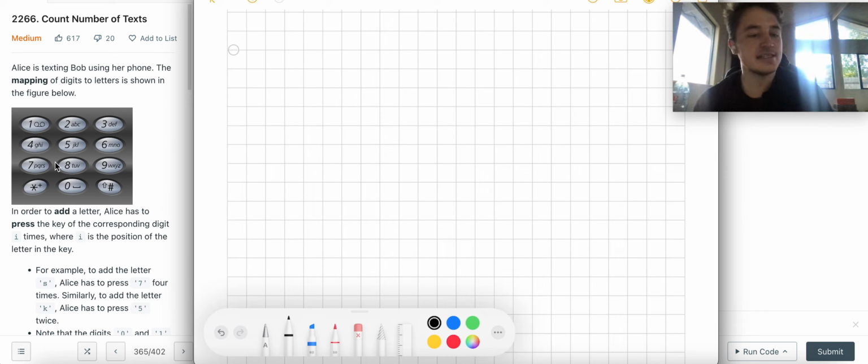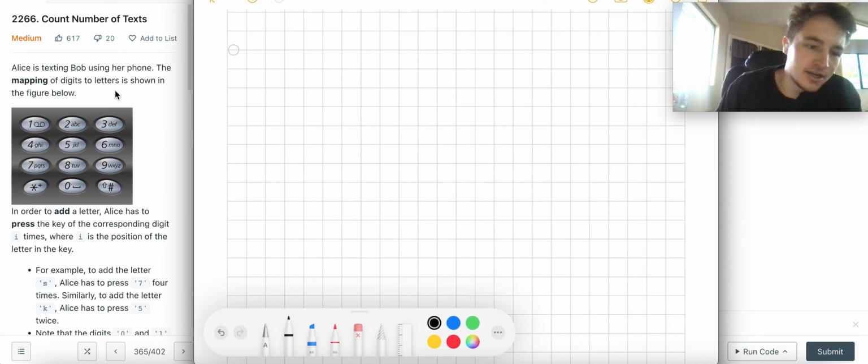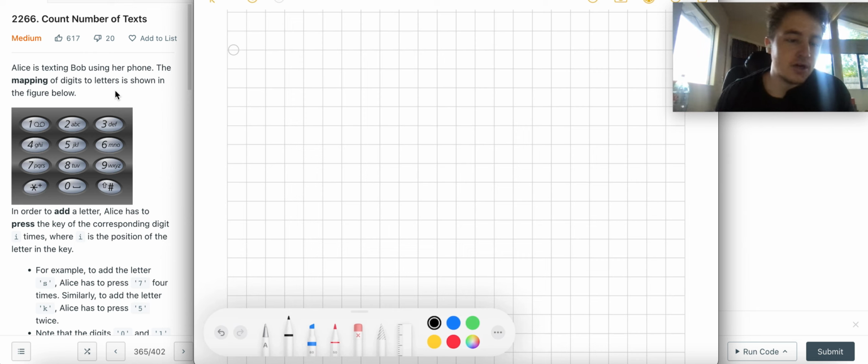So Alice is texting Bob using her phone. Good for you, Alice and Bob, I'm glad you guys are communicating. The mapping of the digits to letters is shown in the figure below. Okay, so this is a throwback, right? Early 2000s texting using this 10-digit scheme.